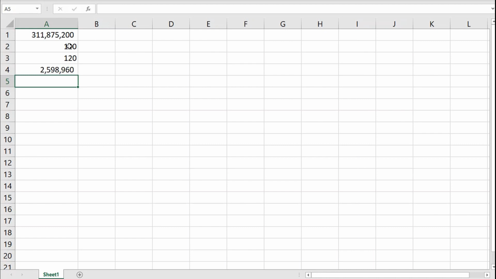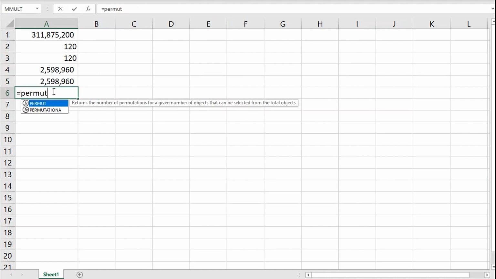You can use the combin function in Excel. In this case, you would say combin, and then 52, the bigger number, comma, 5, the smaller number. That means the number of combinations of 5 items out of 52. And you can see that we get the same number. And in case you're wondering, the formula for permutations is permute, and then again, the larger number, and then the smaller number. And there we go.